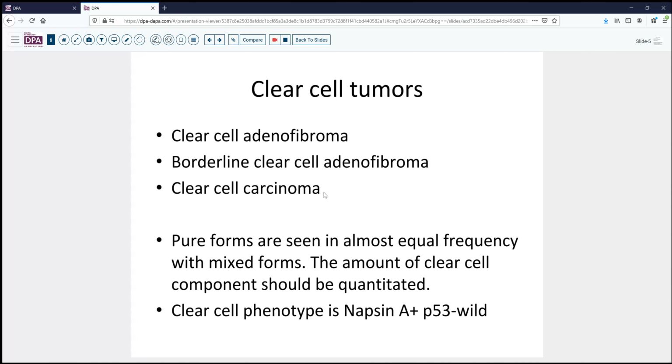And then clear cell carcinoma. Interestingly, we often see this as a mixed form of neoplasia in the ovary. So seeing a mixed component with clear cell and endometrioid or clear cell and serous is not to be ignored and should be quantitated if you find it. Of course, the clear cell phenotype that we might think of is NAPSN-A positive and P53 wild type, or HDMA positive as well in the clear cells.